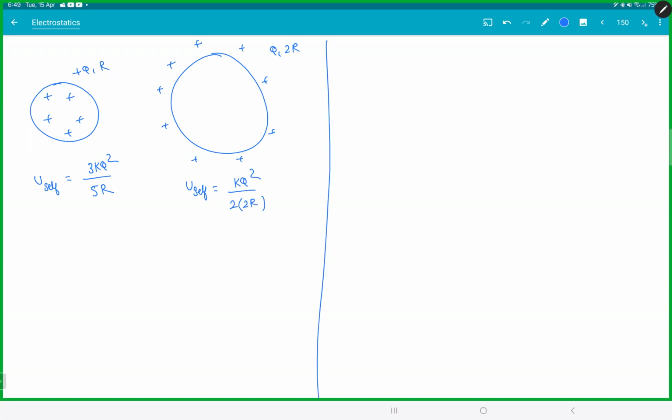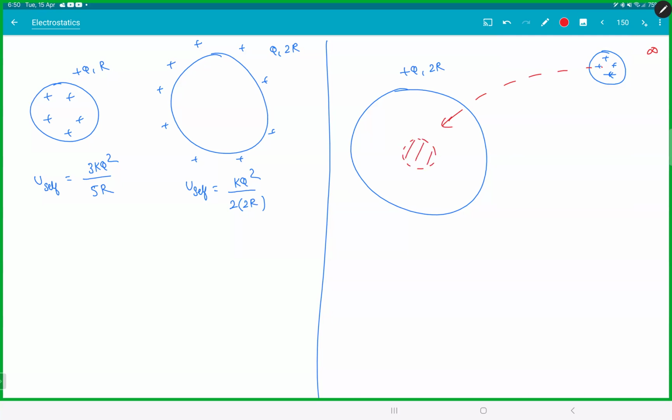Now what you're saying, I will keep the hollow shell here, which is plus q and 2r. So this is the solid sphere, which is at infinity. So you're planning to bring this and keep it in this spot, isn't it? And what is the potential inside the shell? Inside the shell it will be kq by 2r, and potential at infinity was 0. So you're bringing this full sphere from 0 potential to this potential. So we call this thing interaction energy.